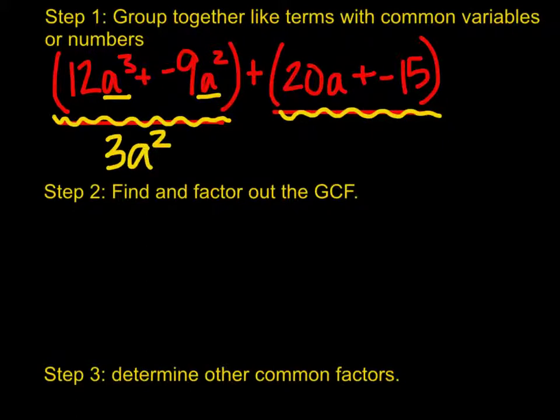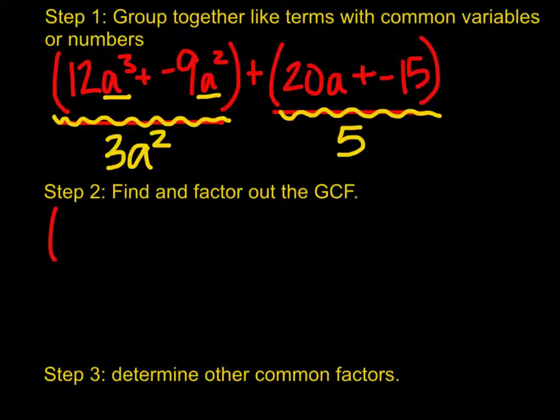As well, on the other half of the problem, we have 20a plus a negative 15. It looks like the only GCF we have is 5 in this case. So we need to find and factor out that GCF. So let's rewrite these expressions in terms of that GCF.